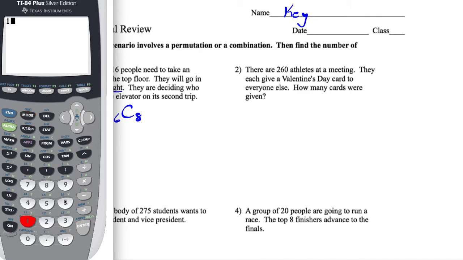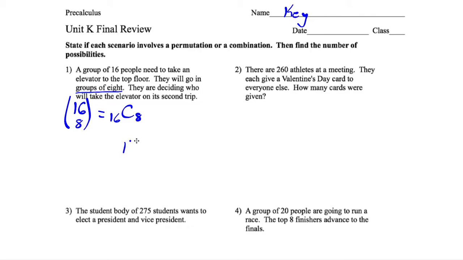So using our calculator, we can do 16, going over to probability, combination 8. So we get 12,870. So that many possibilities, and it is a combination.